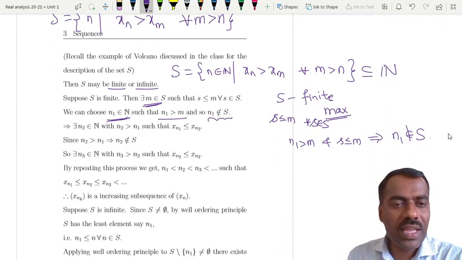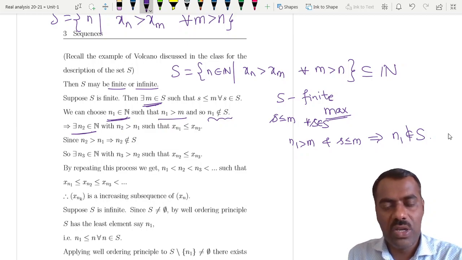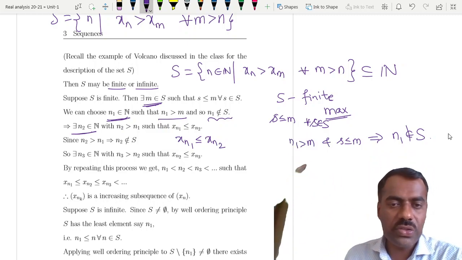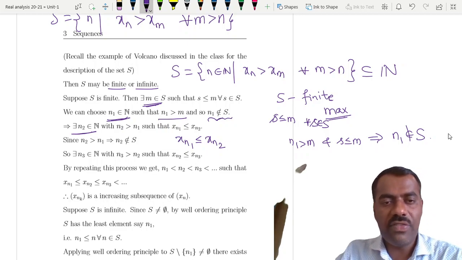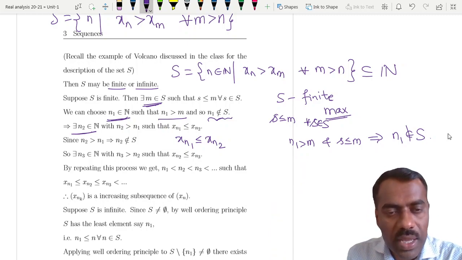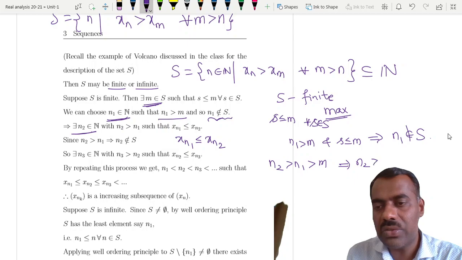So that shows that because n1 is not in S, there exists a building n2 whose height, that means n2 is greater than n1 and xn2 is bigger than or equal to xn1. So xn1 is less than or equal to xn2. So there is at least one building whose height is equal or bigger than that. Therefore that is why n1 is not selected, right? Fine. Now n2 is a natural number. Again we can find another natural number, right? You can see that n2 is greater than n1 and n1 is already greater than m. Therefore n2 is also greater than m, which shows that n2 is also not in S. Okay.